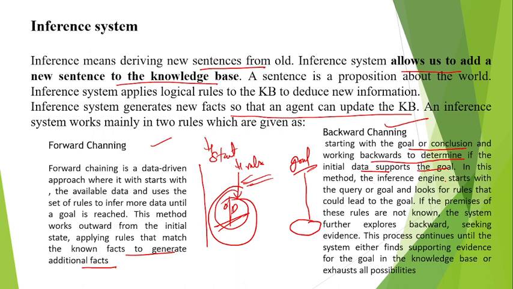In this method, the inference engine starts with the query or goal and looks for the rules that could lead to the goal. If the premises of these rules are not known, the system further explores backward, seeking evidence. This process continues until the system either finds supporting evidence for the goal or exhausts all possible values. So there is a goal, it will look for evidence to move from the goal to this state, and it goes on adding to the state so that we can move to this one. Correct? This is forward chaining, this is backward chaining.